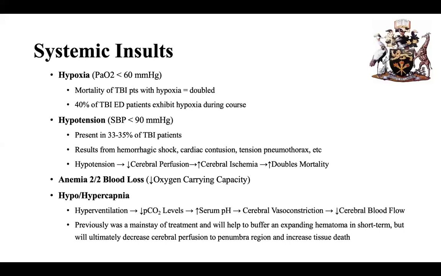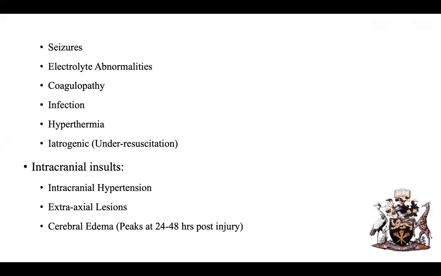So you can imagine if a patient has both hypoxia and hypotension, which is not attended to, you can increase the risk of mortality 4 times: double from the hypoxia and double from the hypotension. Anemia, especially hemoglobin below 7, you have to transfuse because you lose the oxygen carrying capacity of the blood, which results in hypoxia, and that causes a worsening. And sometimes you have hypocapnia and hypercapnia. We'll come back to that. I'll mention something about hypercapnia.